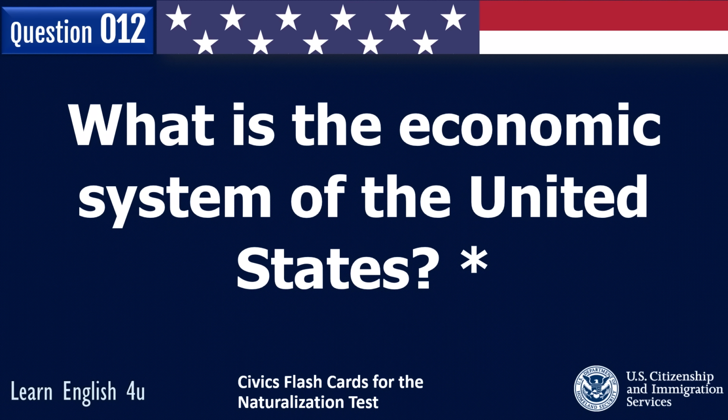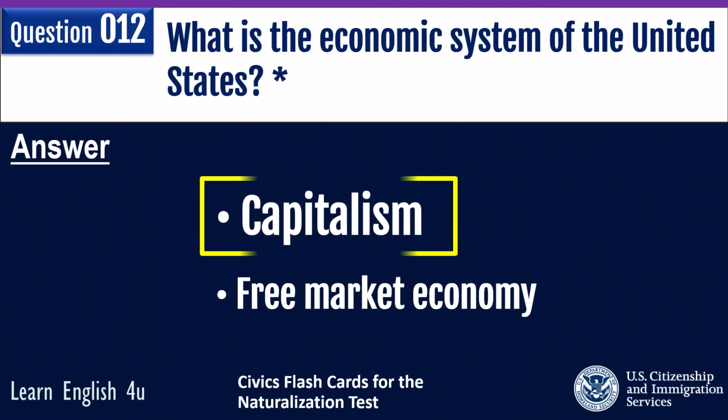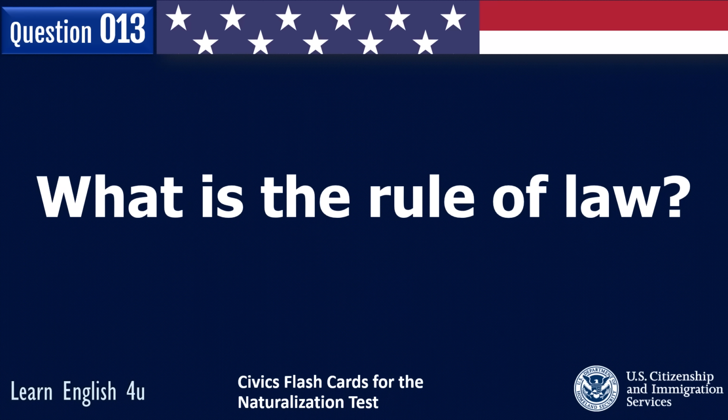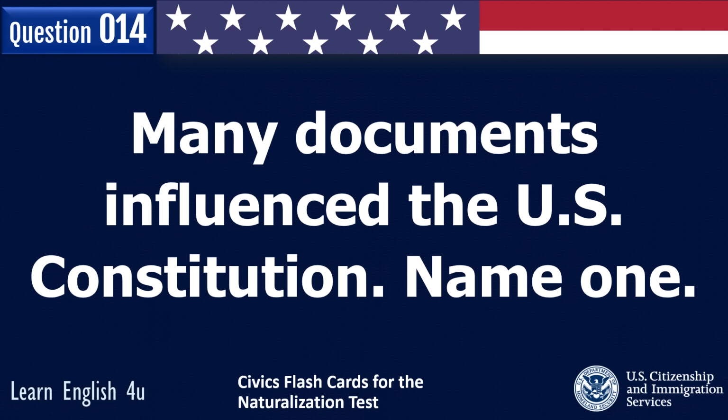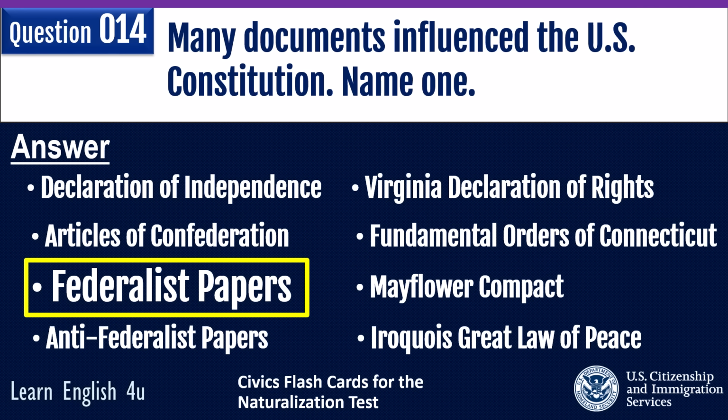What is the economic system of the United States? Capitalism. What is the rule of law? Everyone must follow the law. Many documents influence the U.S. Constitution. Name one. Federalist Papers.